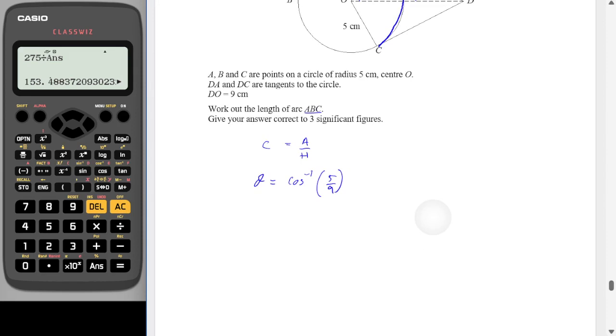Okay, so the arc length is going to be equal to 360 minus 2 lots of the angle, divided by 360, times by the circumference of the circle, which is 2 pi r. And I'm going to just replace the r with 5.